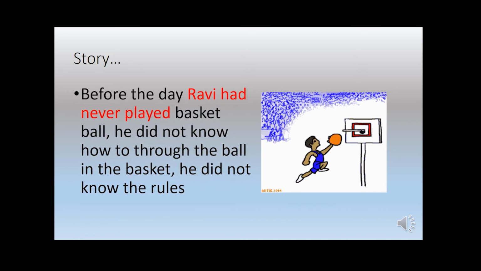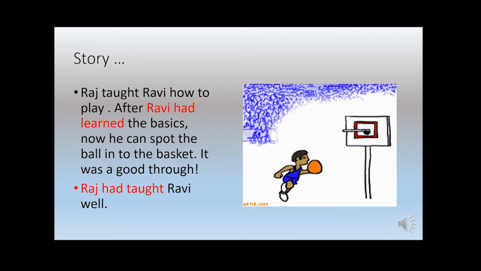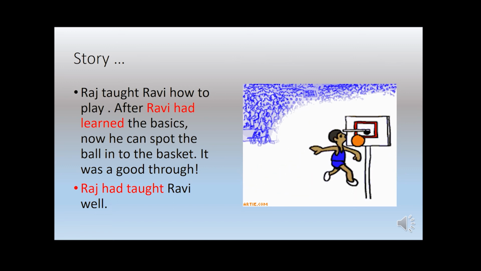Before that day, Ravi had never played basketball. He did not know how to throw the ball in the basket. Raj taught Ravi how to play. After Ravi had learned the basics, he could put the ball into the basket. It was a good throw. Raj had taught Ravi well.